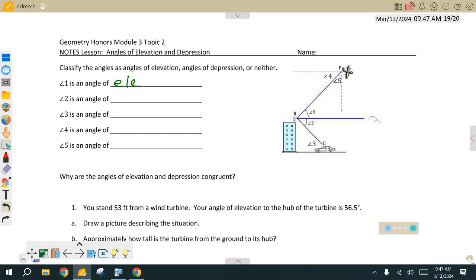And as you look down, where is that angle being created? It's below that horizontal, isn't it? And because it's below that horizontal looking down, what would you classify angle 2 as? Don't overthink it. It's an angle of depression. It's directly below, created by that horizontal. It's an angle of depression.